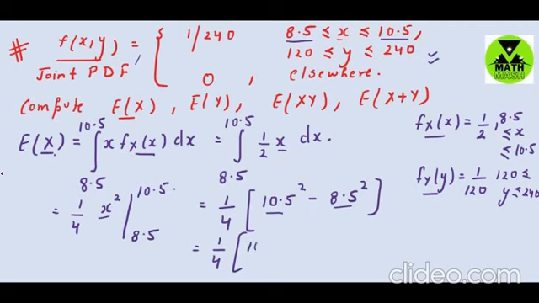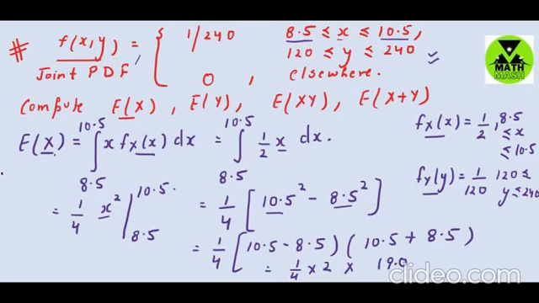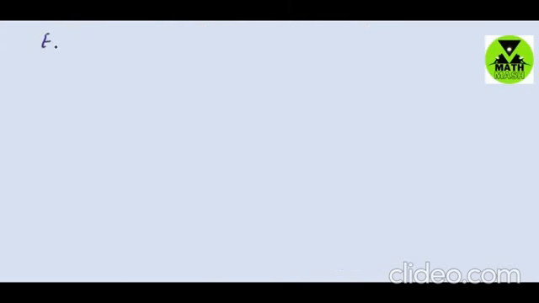So this is 10.5 minus 8.5 multiplied by 10.5 plus 8.5. So this 10.5 minus 8.5 is equal to 2. So this becomes 1 by 4 multiplied by 2 and 19.0. So the final is 19 by 2. This is the expected value of x. So in this way we can compute the expected value of x. Now next we have the expected value of y for the same joint probability density function.